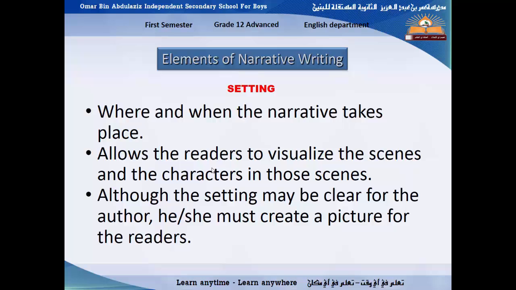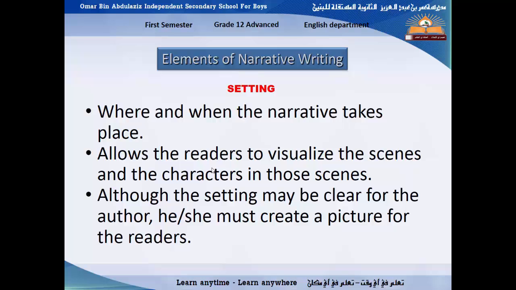As a student, how can you recognize the setting of any written story? For example, you got an exam and you want to know the setting of this story. Mostly you find the setting at the very beginning of the story, especially in the first paragraph. So here you are looking for two things. Either the place or the time.